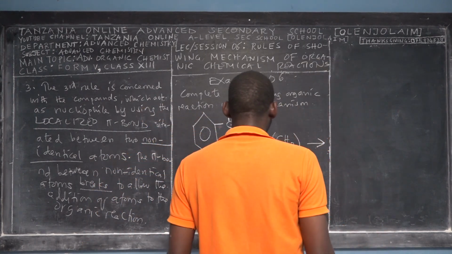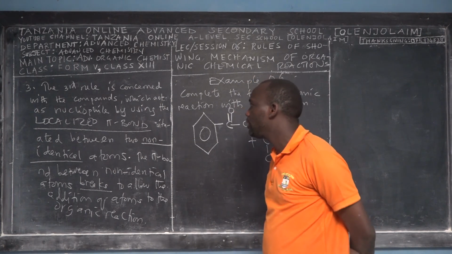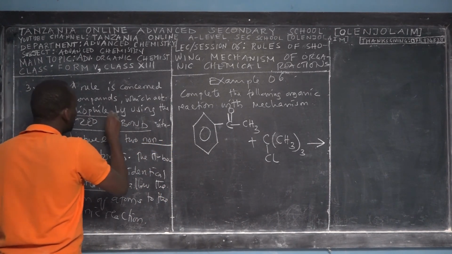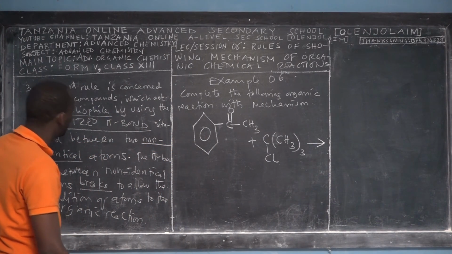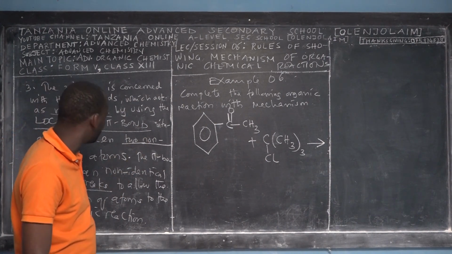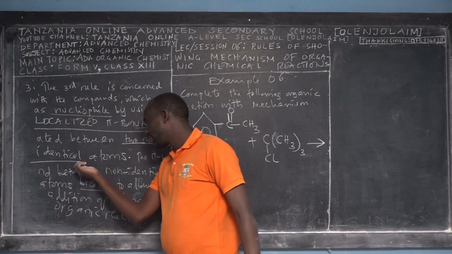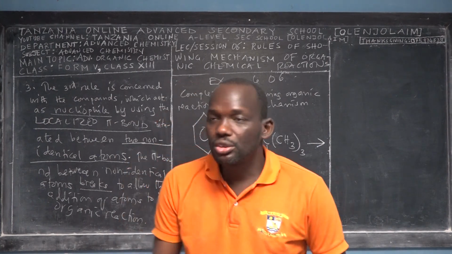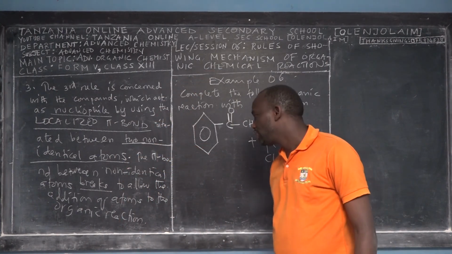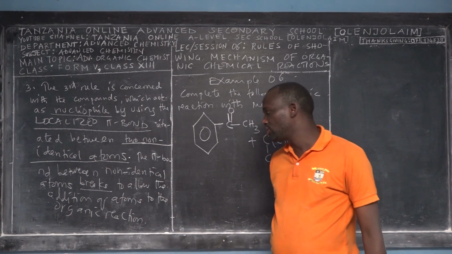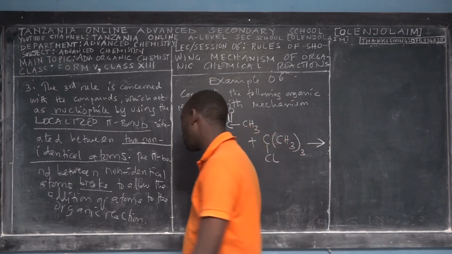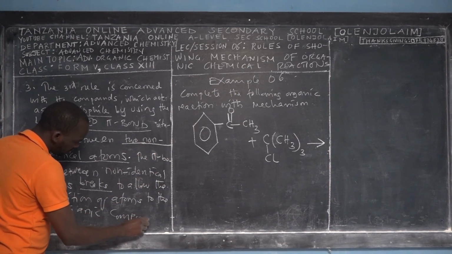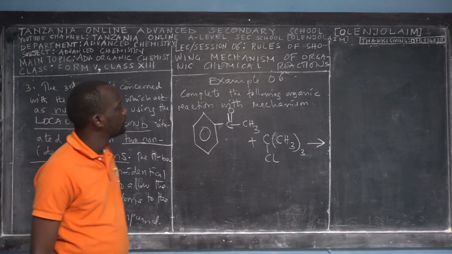So you have to think in terms of advanced level. The third rule is concerned with the compounds which act as nucleophile by using localized pi bonds situated between two non-identical atoms. The second rule was between two identical atoms, right? So what do we say here? We say that the pi bond between the non-identical atoms breaks to allow the addition of atoms to the organic compounds.